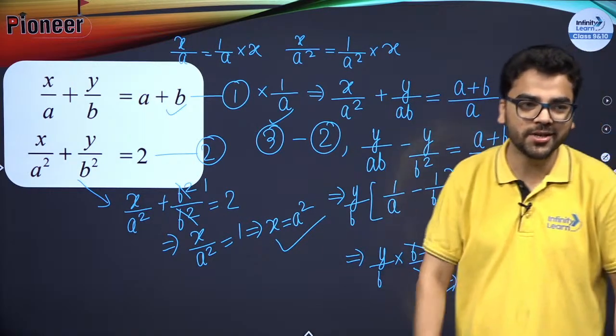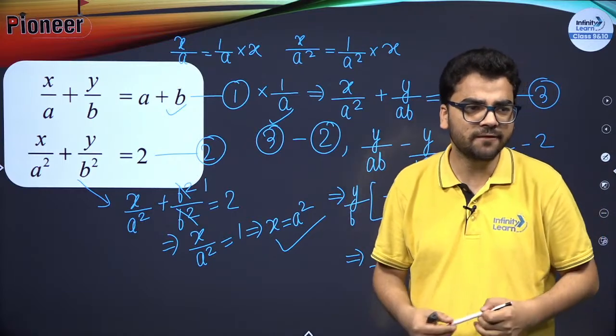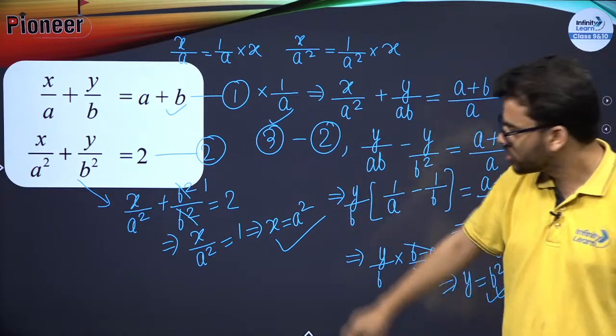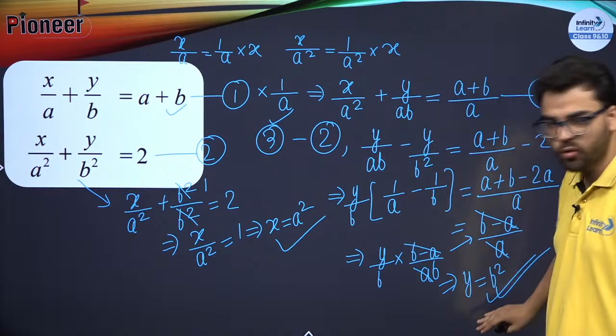Any doubt in this question to any student in this session? Just confirm that quickly in the chat, guys. So x is equal to a square and y is equal to b square.